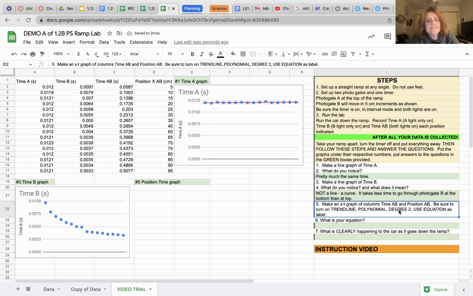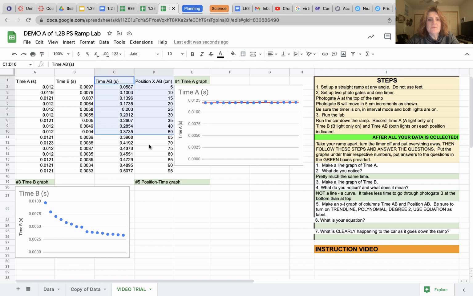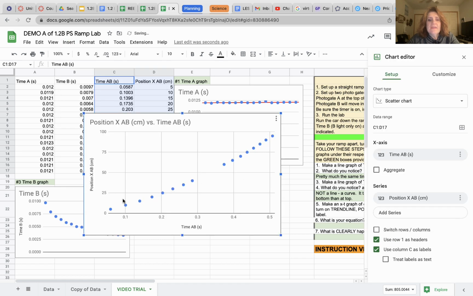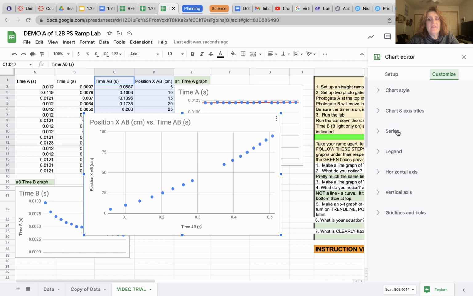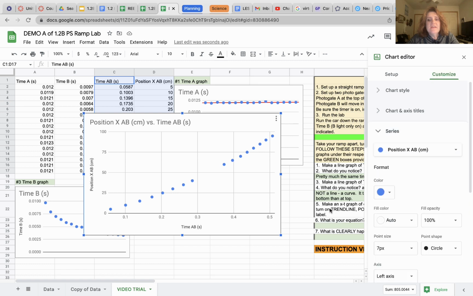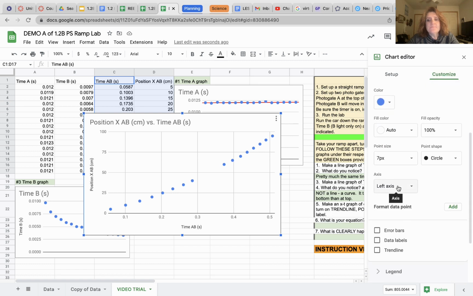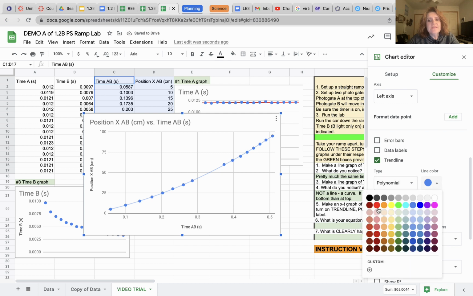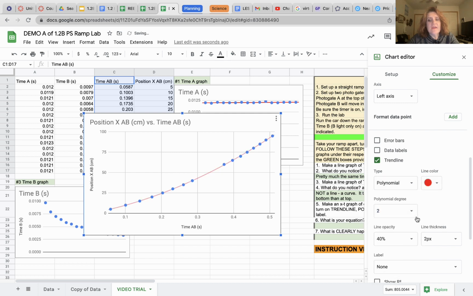Now it says make an XT graph of columns A and B. So again, we're going to highlight both of those, insert a chart. It is a pretty scatter chart. It shows our gap nicely. You do want to do your trend line, and that's over here in the instructions. Okay, you want to do your trend line, but you want to turn on polynomial degree 2, and I always like to change my color so that I can see it a little bit better, and make it 100% opacity so that it is there.